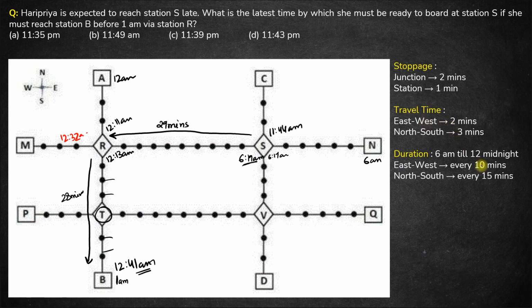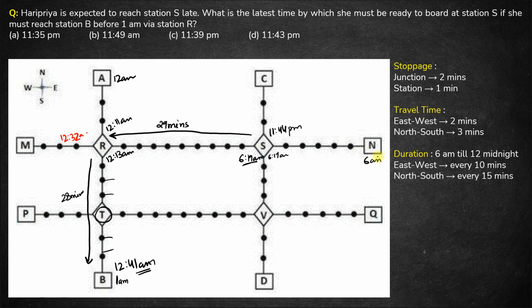And in the east-west direction there is a train departing every 10 minutes. So after 6:19, 6:29, 6:39, so on. So there will be a train departing at 11:19 a.m., then 11:29 a.m. in the night. Sorry, PM. This should be PM and not AM, right? After midnight. So 29 minutes before this will be 11:44 PM and not AM.